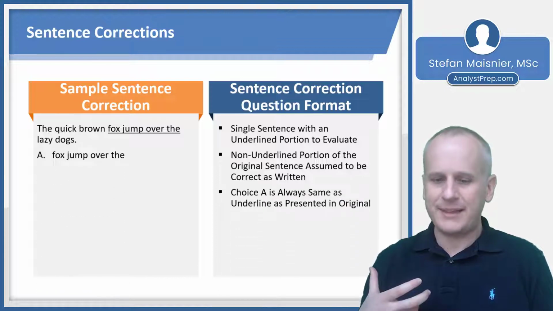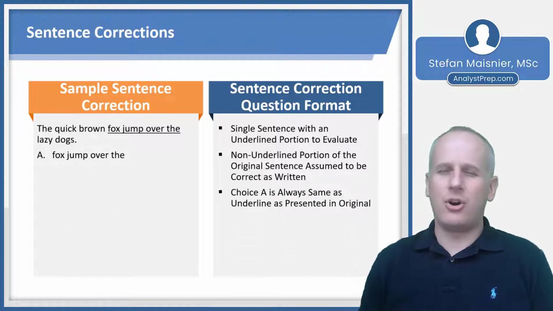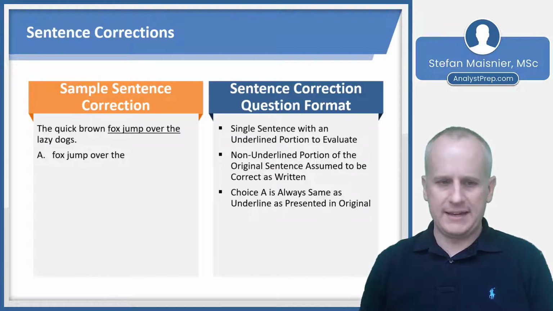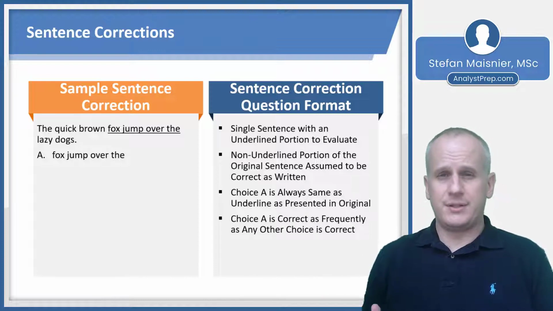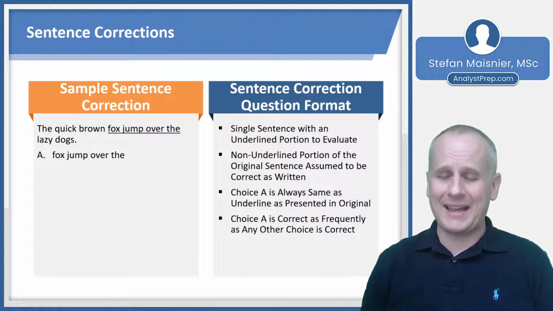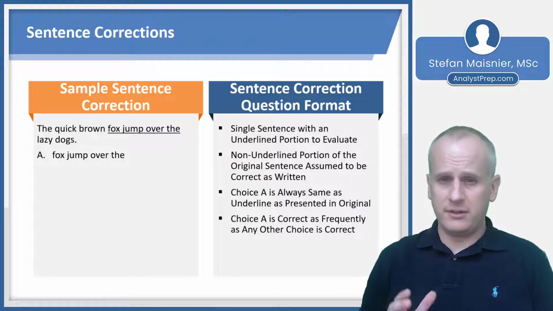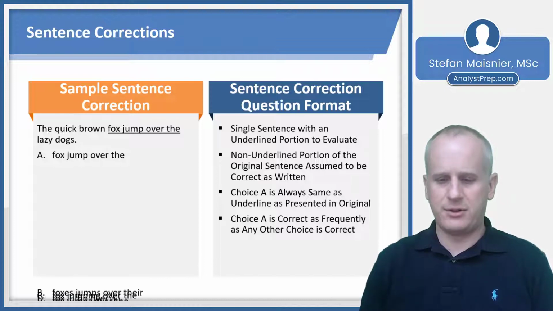to complete the task of the question. And choice A is always the original as written. You don't have to reread choice A. It is the underline as presented. And choice A is correct as frequently as any other choice is. So don't assume that there has to be something wrong with the sentence as it's presented. Fully 20% of the questions for sentence corrections on average, the correct answer is the original. Don't feel like you have to force an error if there isn't one that's immediately obvious to you.